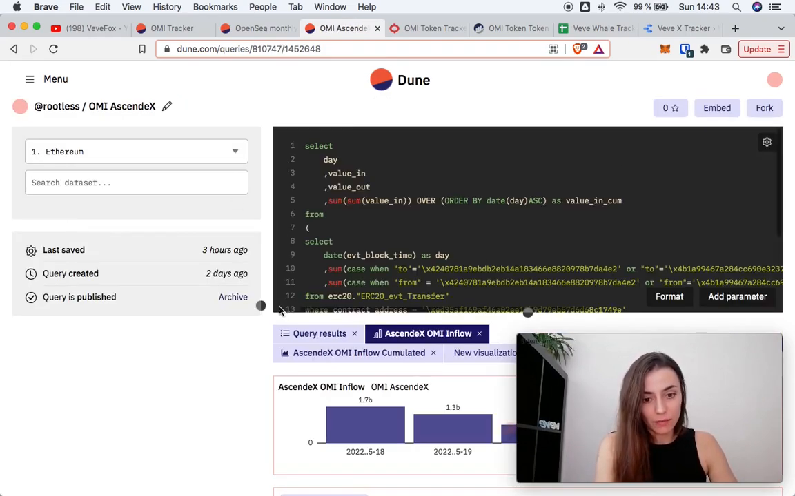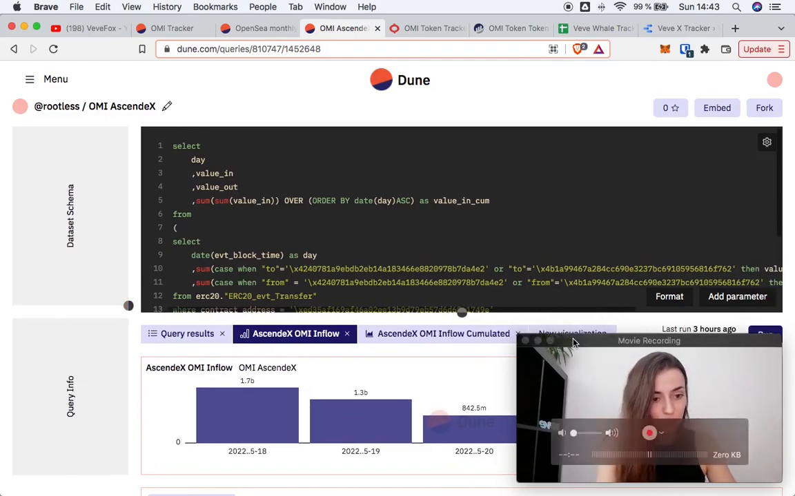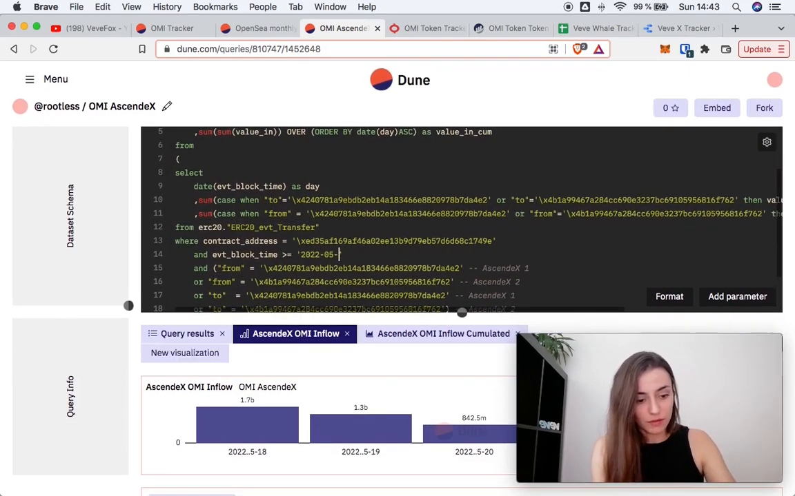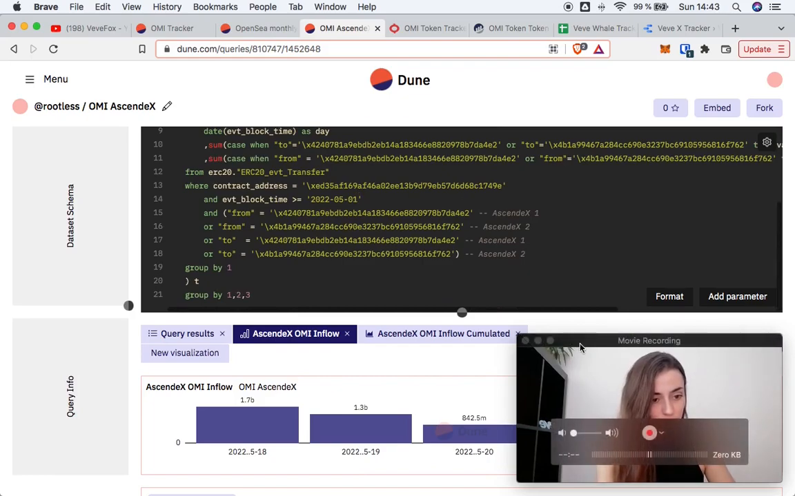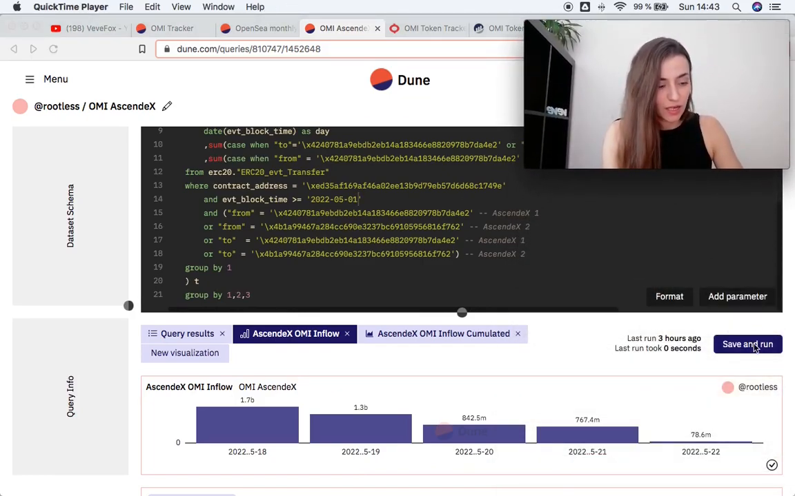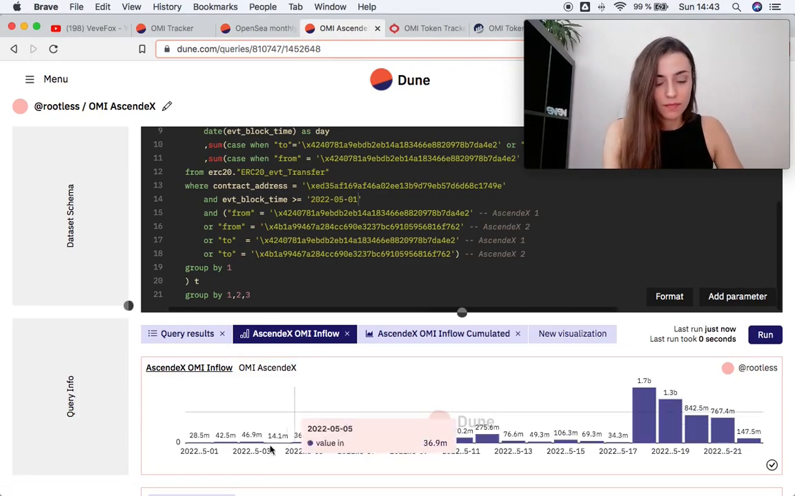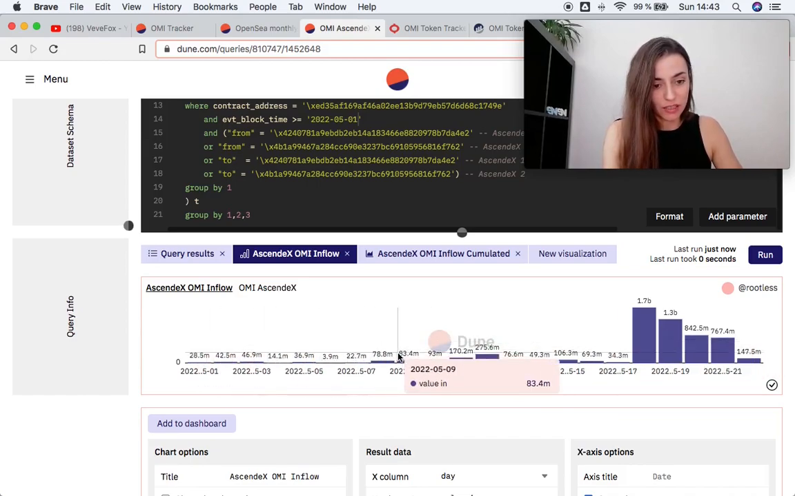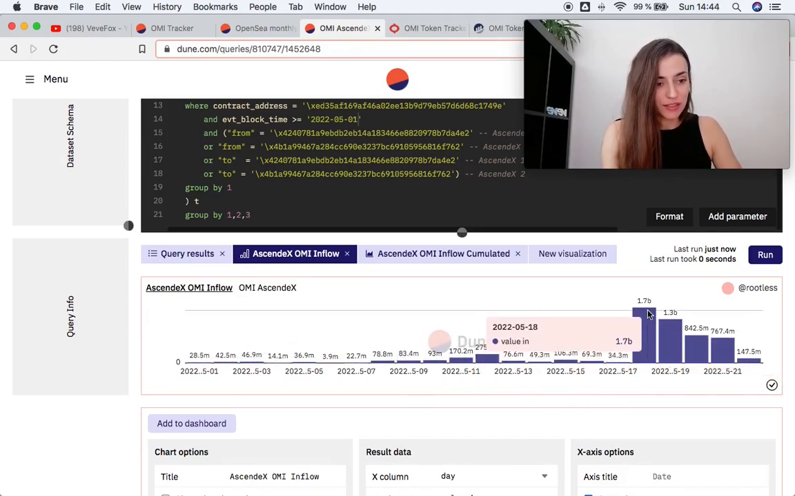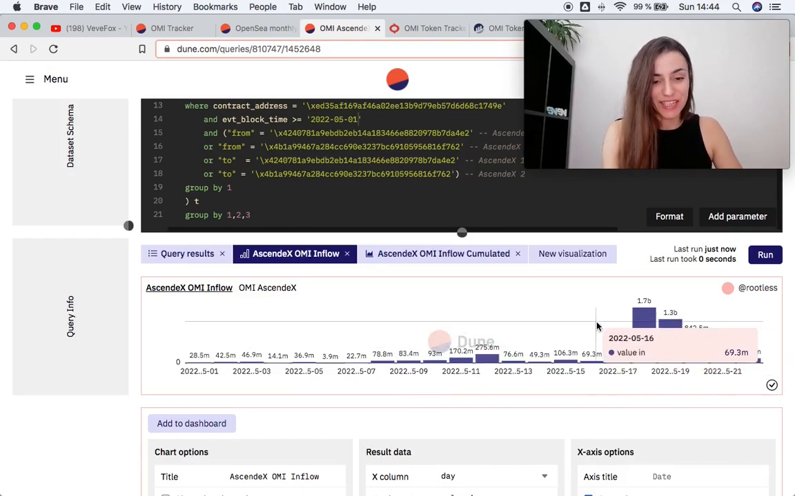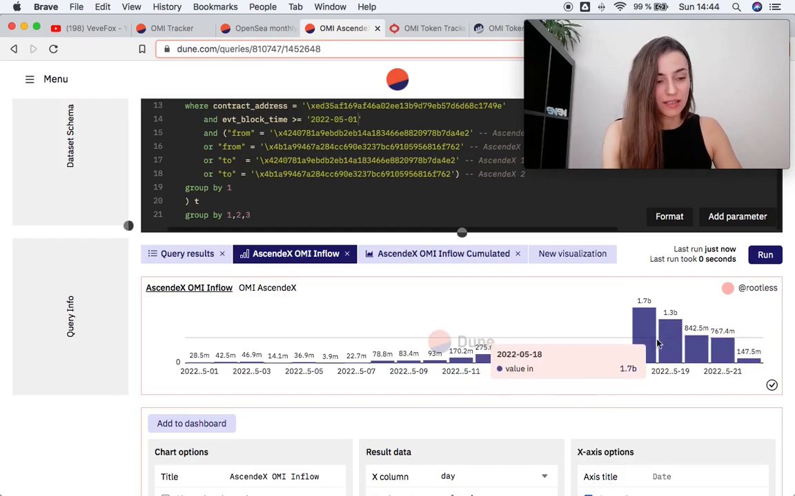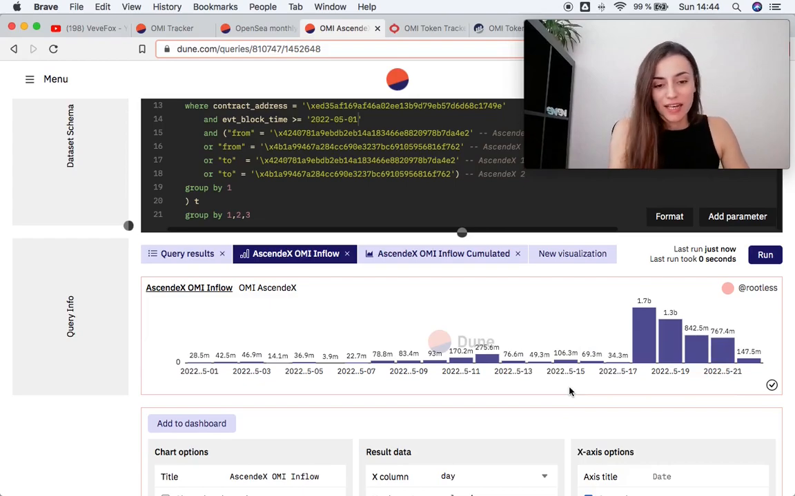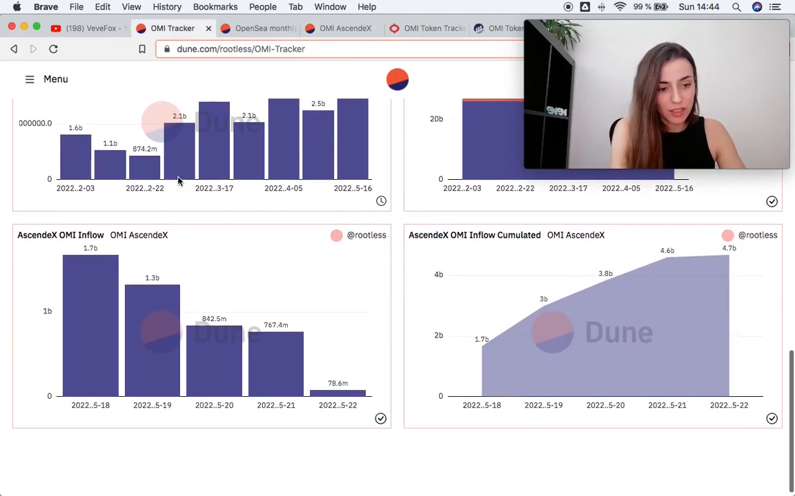maybe I can show you to compare. So if you compare to just the beginning of the month, the typical amount of OMI that was sent to the exchanges, you see this huge increase when they started with the staking program. So you can assume that most of this volume came because of the staking. And that's basically it.